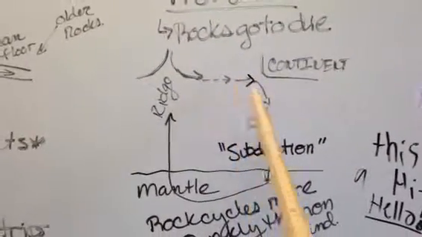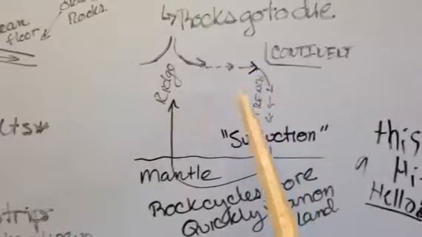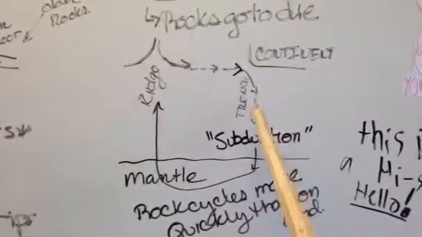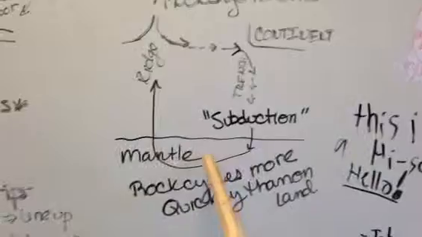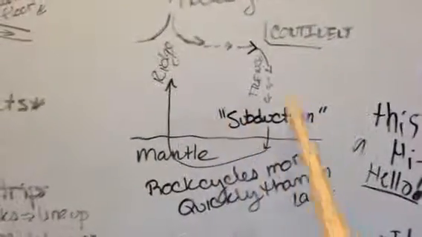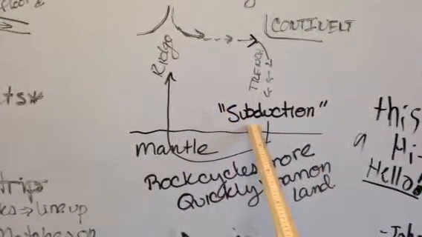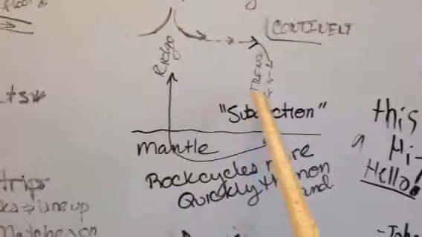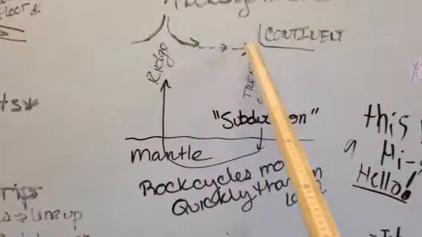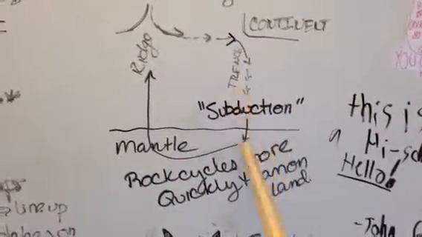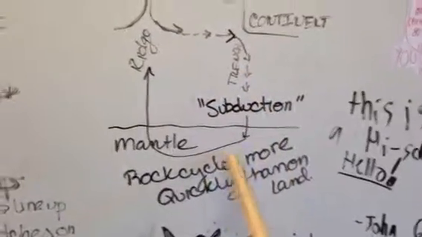So the trench is just a big hole in the ground, and these rocks get pushed down into the trench and eventually make their way back down to the mantle. Now this process is called subduction. Subduction, not abduction. They haven't been stolen, but subduction. Sub as in below, and subduction. It just gets sucked right down in there.